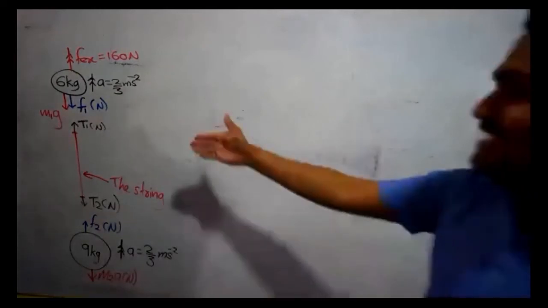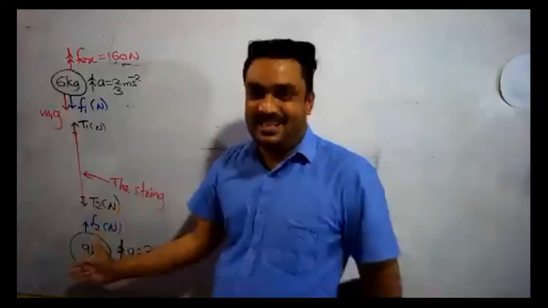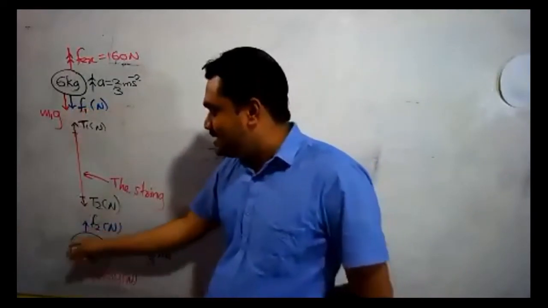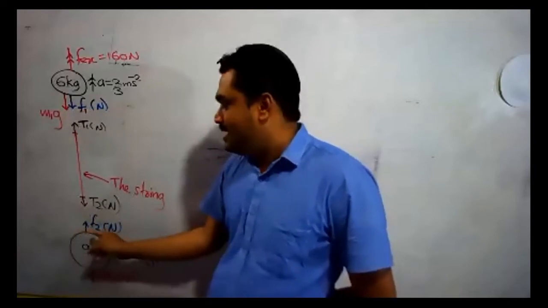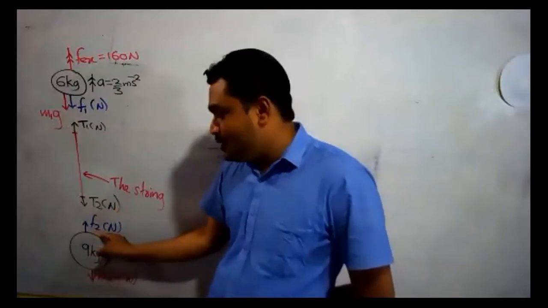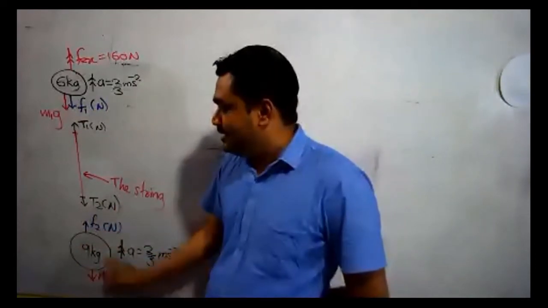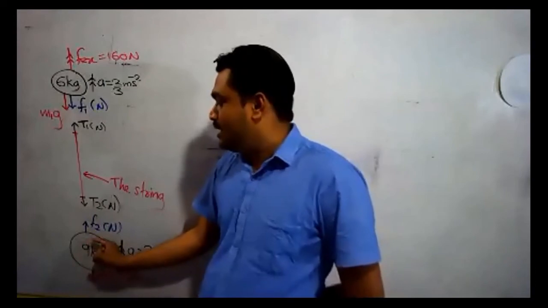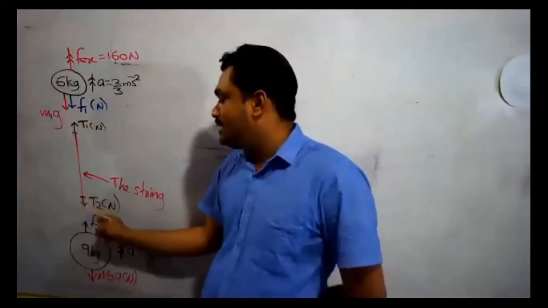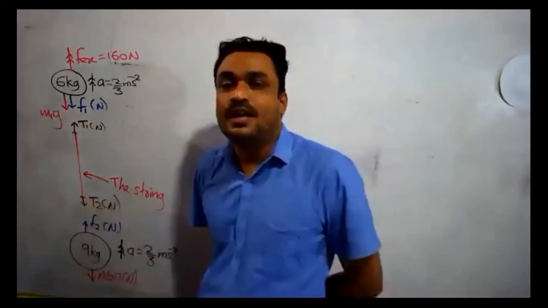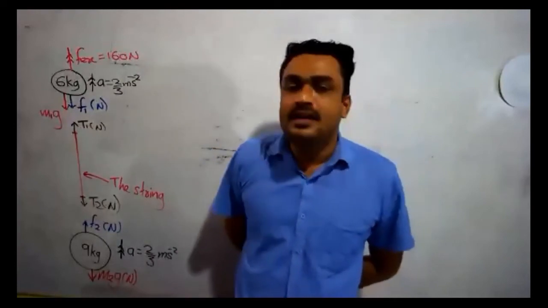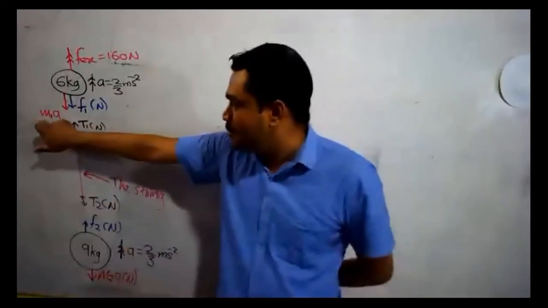So a string is connected to the 9 kg object. So when the string is moving up, it pulls the 9 kg object by giving a force of F2 Newton. According to Newton's third law of motion, the 9 kg object should give an equal and opposite reaction force to the string. I have marked that force as T2 Newton. Right. Next star point.